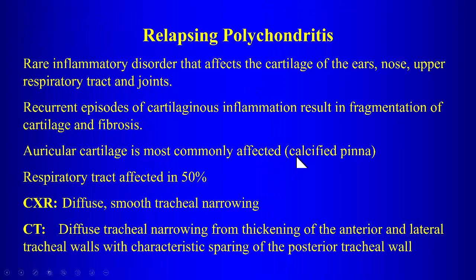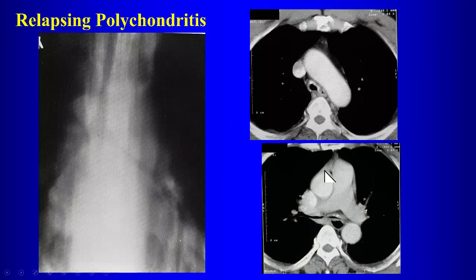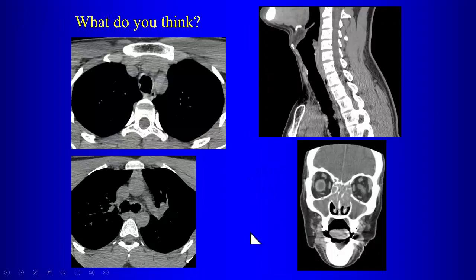Classically, it will spare the posterior wall. Calcified pinna, calcification of the cartilage of the ear, is supposed to be a characteristic finding of relapsing polychondritis, okay? So it can cause diffuse airway narrowing, and it's supposed to spare the posterior wall.